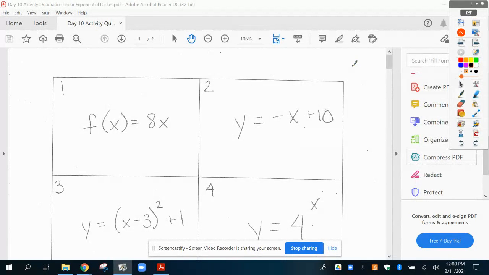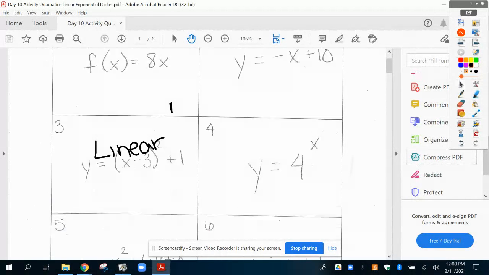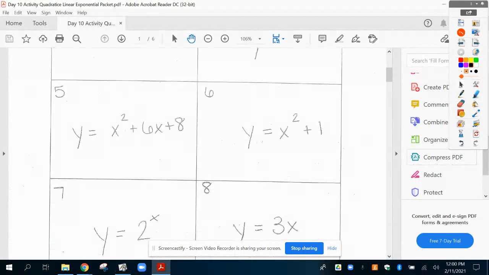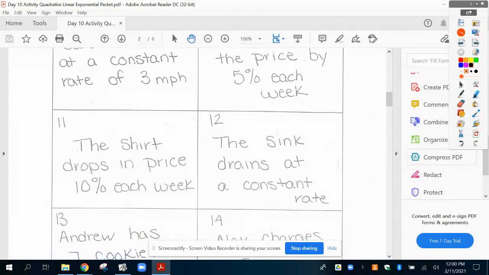So for example, when you look at number one, it only has an exponent of 1. Now it says f of x, but remember f of x and y are interchangeable, so that doesn't matter. So this one would be linear. As opposed to, maybe we go down to number 3, which has an exponent of 2. Then we would be saying that number 3 is quadratic. Okay, so you'll go through and qualify these.